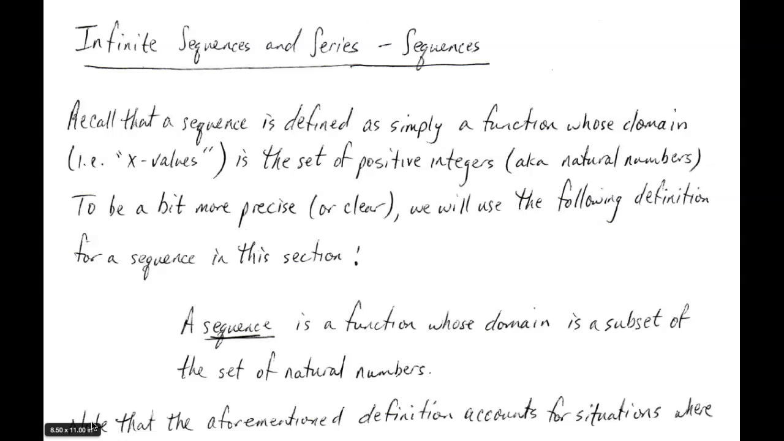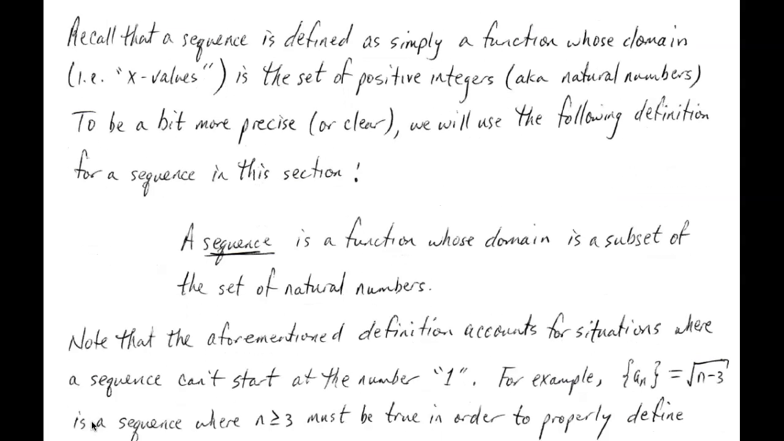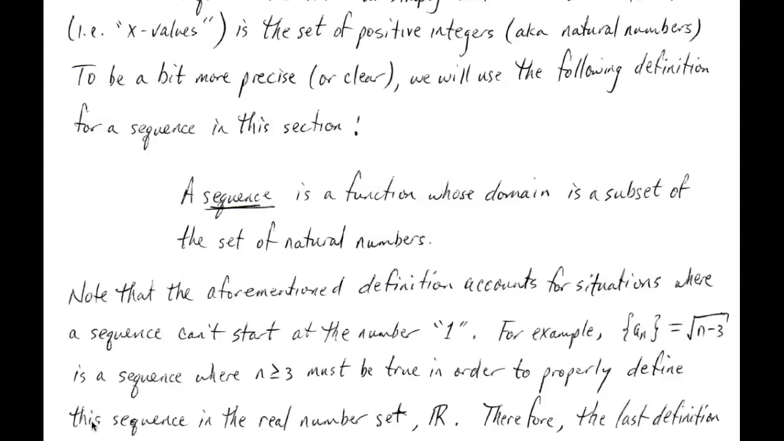So we start off by recalling that a sequence is defined simply as a function whose domain, or as you may want to think about it, its x values, is a set of positive integers. We also call those the natural numbers. To be a bit more precise or clear, we will use the following definition for a sequence. A sequence is a function whose domain is a subset of the set of natural numbers.